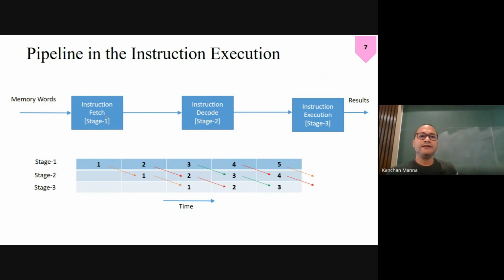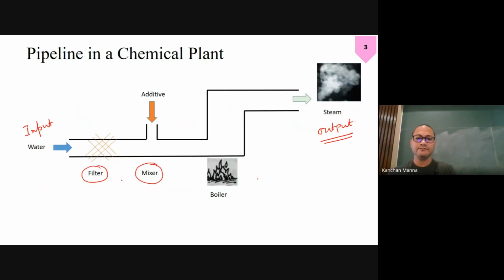In the earlier case, we have 3 stages: filter, mixture, and boiler. Let's say this is our source domain. Source domain means we know this example, and we apply this information to design the processor. That is our target domain.